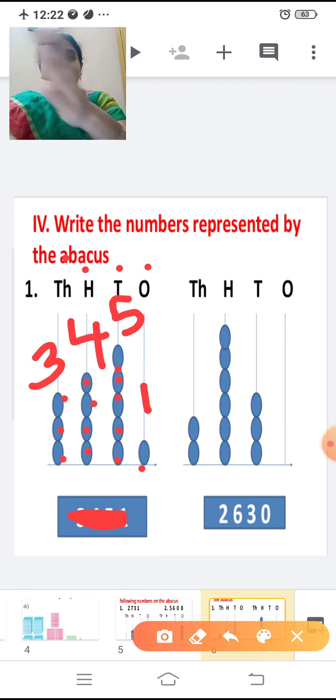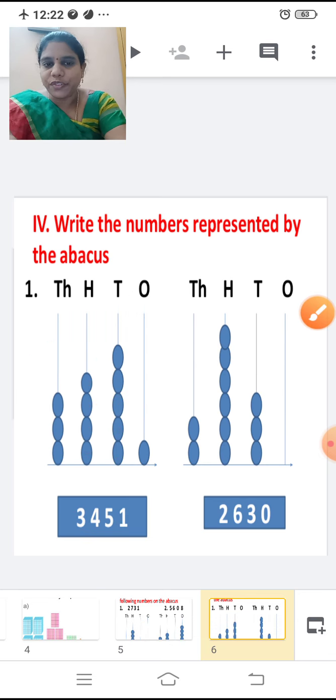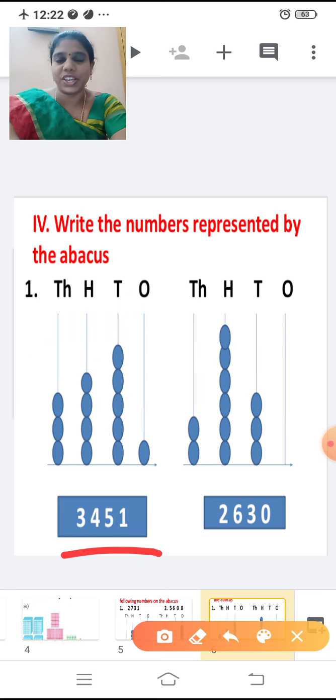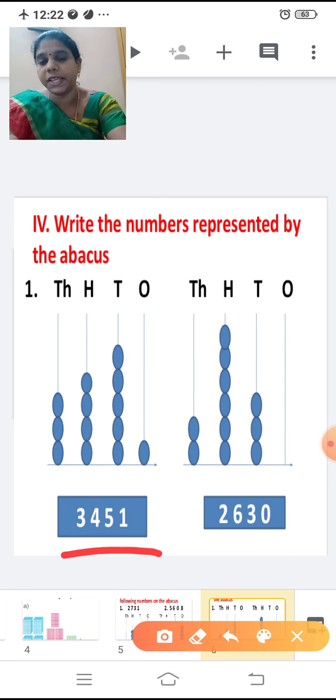While writing the number, we have to start from the thousands place. So the number is 3451. Clear, children? While writing the number, you have to start from the thousands place. We have 3 in the thousands place, so write 3. 4 in the hundreds place, 3, 4. 5 in the tens place and 1 in the ones place. So 3, 4, 5, 1.